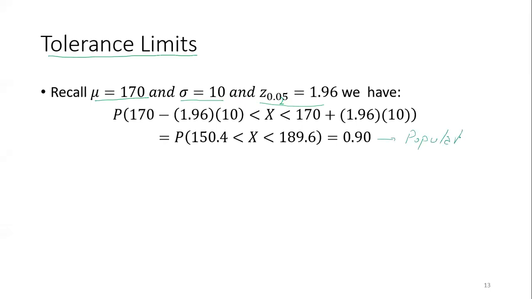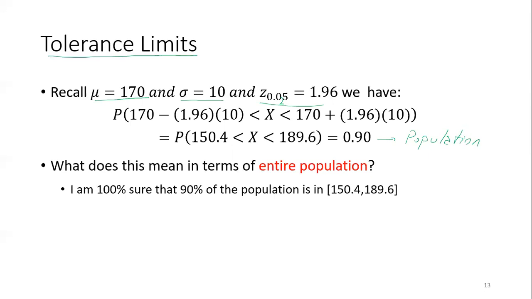And for the individual, we talk about the prediction interval. Now we will talk about the population. So what does this mean in terms of the population? It says that 90% of the population is in this interval. I'm just extending this expression to make the definition of tolerance limits clearer.